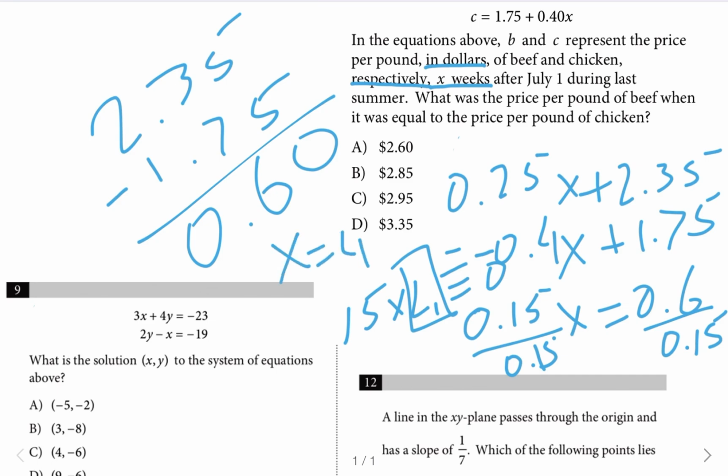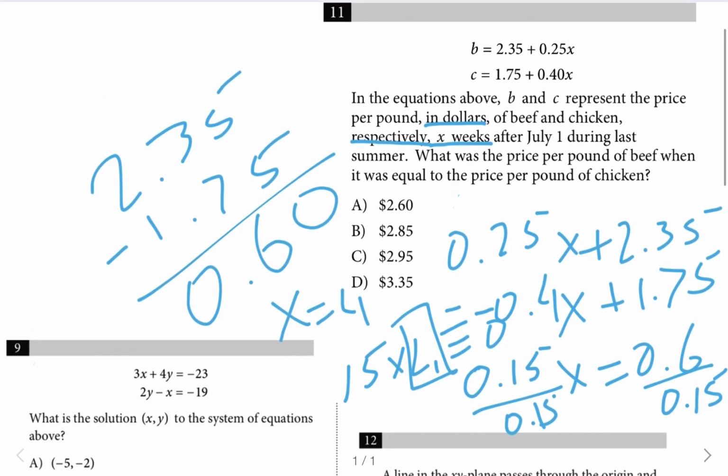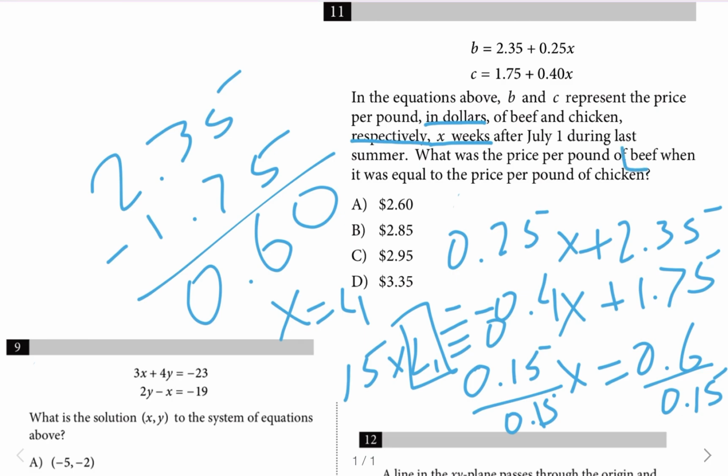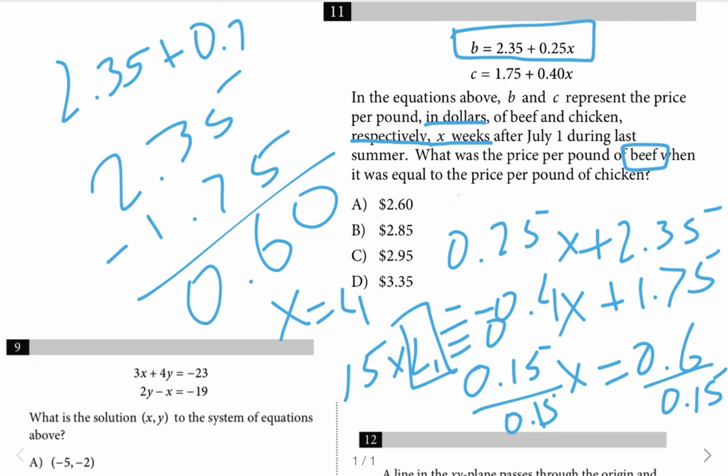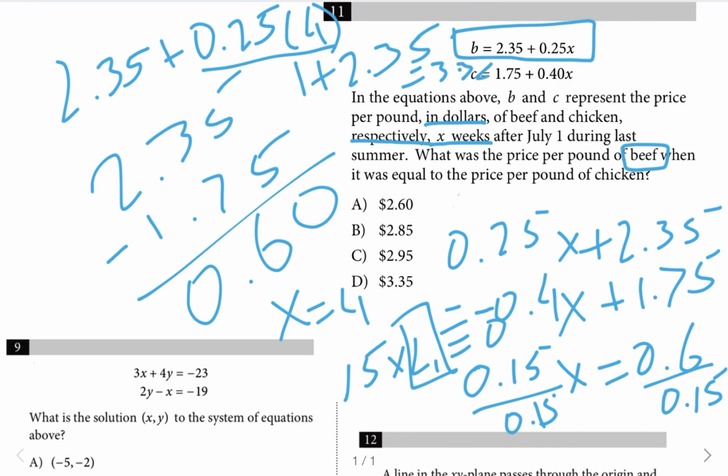X equal to 4. Now we just have to plug it back into the equation. They're asking for beef, so we put it back into the beef equation right here. So we get 2.35 plus 0.25 times 4. Now 0.25 times 4 is also equal to 1. So 1 plus 2.35 is equal to 3.35. That is also equal to the answer D, which is how we got the answer D.